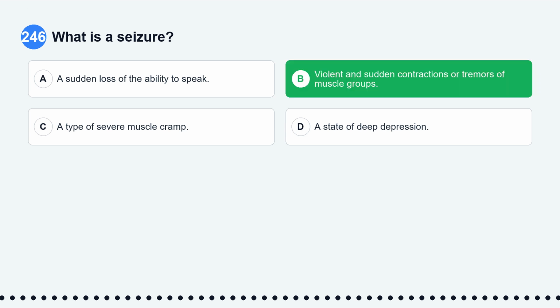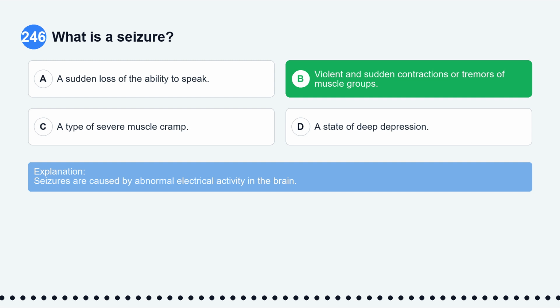The correct answer is option B. Violent and sudden contractions or tremors of muscle groups. Seizures are caused by abnormal electrical activity in the brain.